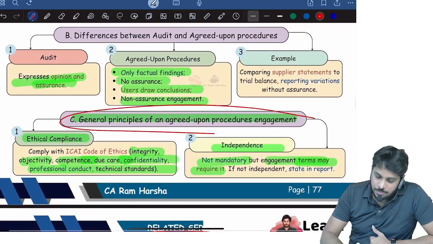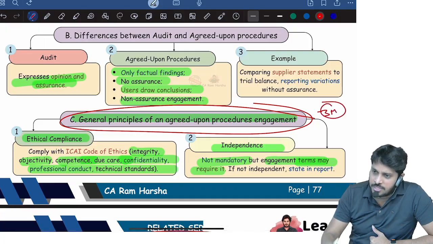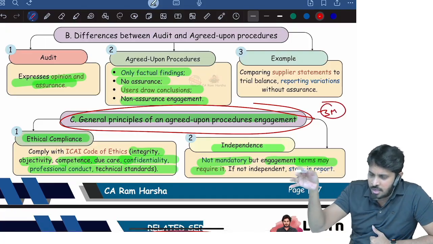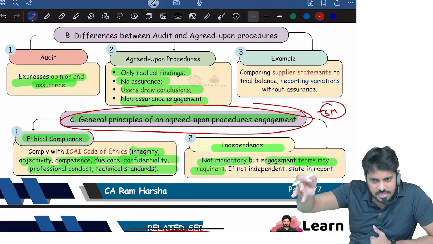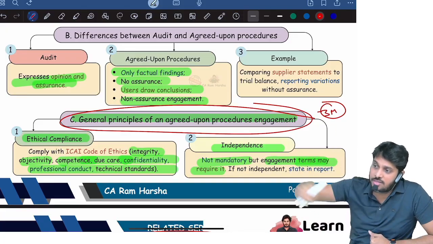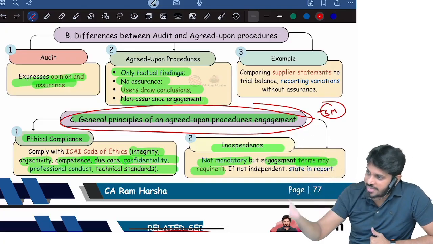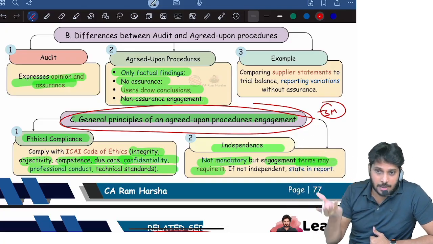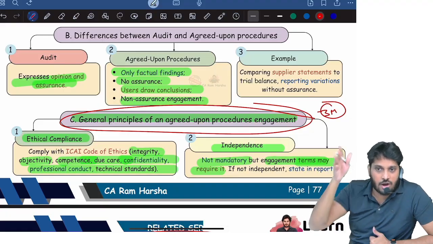What are the general principles on agreed upon procedures? 3 marks question. General principles means fundamental principles they are asking. All principles are required except independence. Independence is not mandatory, but all other principles are mandatory. You have to do the work carefully, with due care. You must do the work with competence. You must maintain confidentiality. All this is common.